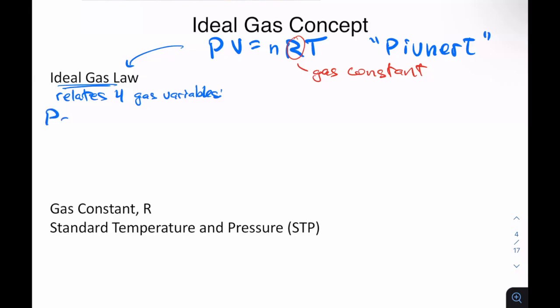Pressure, which we just talked about, and we're going to be measuring pressure in atmospheres. Volume, which we're going to be measuring in liters. Then we have the number of moles of gas particles, so that's what lowercase n stands for. This is going to be moles. And then finally, T is for temperature, but we're measuring the kinetic energy of these molecules, so we need to be using Kelvin, our absolute temperature.